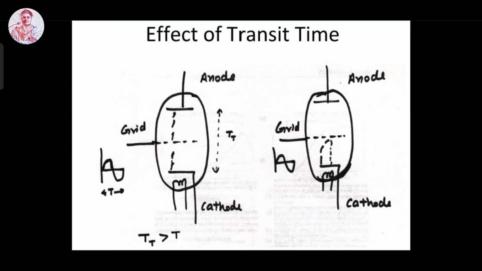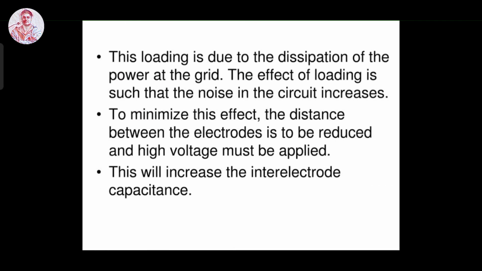At smaller frequency, transit time is very less. In that case, IP and VG are in the same phase. IP is the plate current and VG is the grid voltage. But at the higher frequency, the IP and VG are different in phase. And in this case, the voltage is changed from negative to positive 1 to 100 times in one cycle. This loading is due to the dissipation of power in the grid. This loading is such that the noise in the circuit is increased.